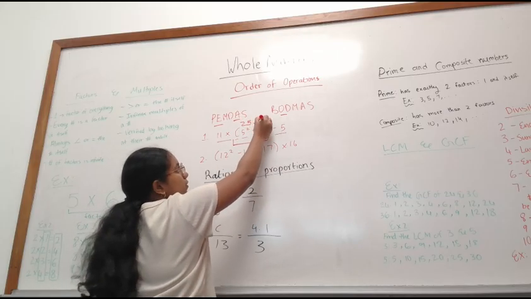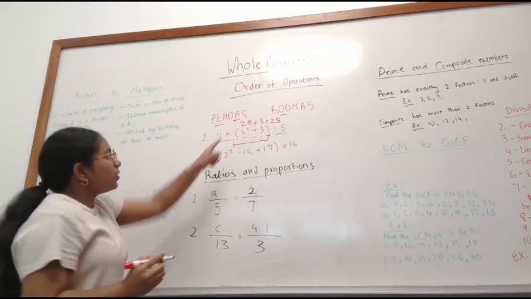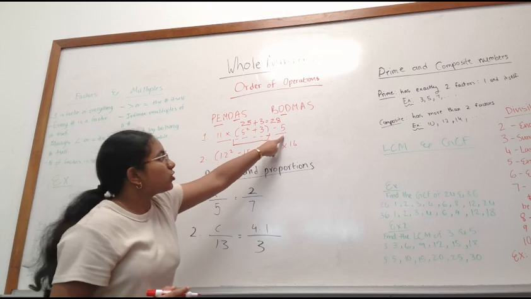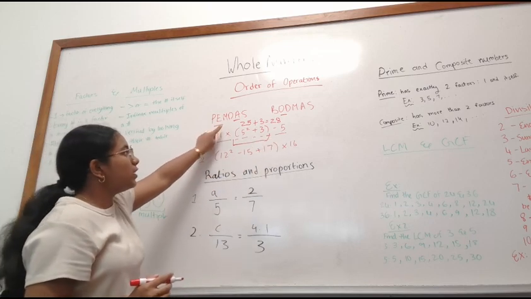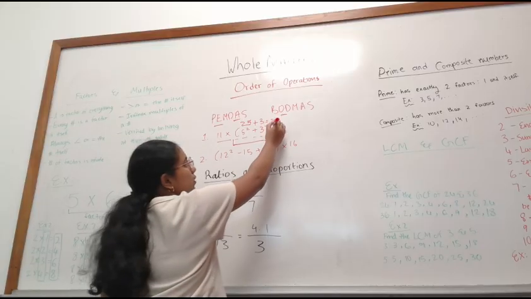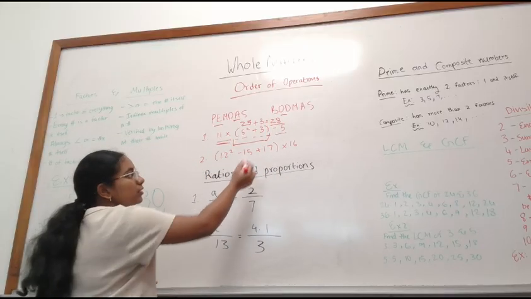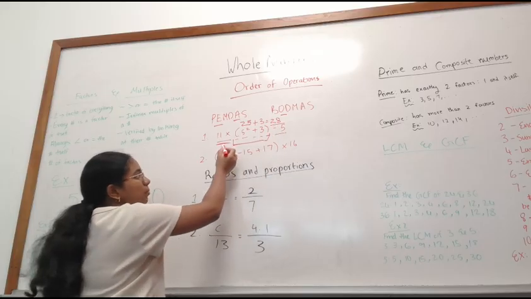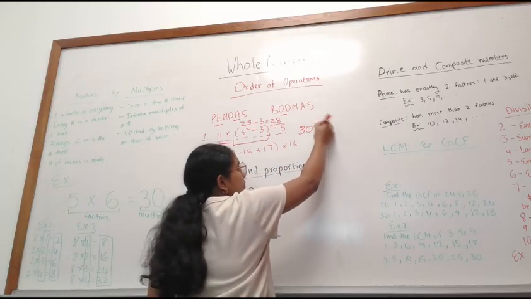So you add 3, which is 28. Next, let's look at the order. We have a subtraction and we have a multiplication. What comes first? Multiplication, right? So you multiply your answer from the bracket with the number you're multiplying with. So in this case, it's 28 multiplied by 11, which gives you 308.